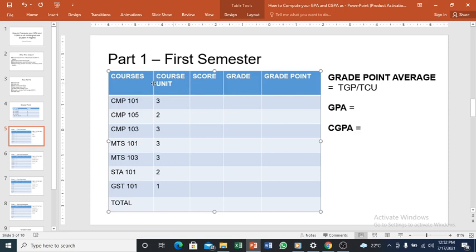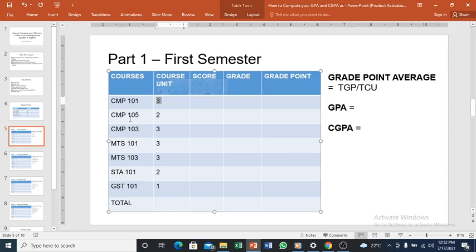Now, this is a particular course called CMP 101, and the course unit, like I told you, has to do with the strength. The priority expected that a student give to that course is 3 units. CMP 105 is 2 units, CMP 103 is 3 units, MTS 101 is 3, MTS 103 is 3, STA 101 is 2, GST 101 is 1 unit.